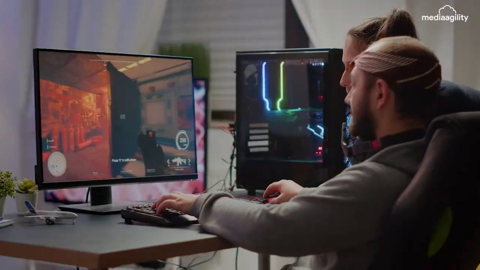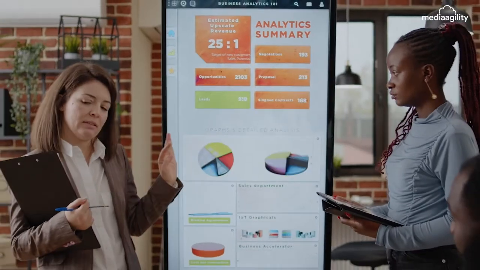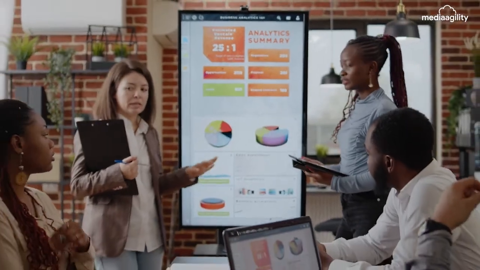Hi all. Today I'm gonna talk about how MediaAgility is helping customers, mostly in the online gaming, casino or betting business, optimize marketing outcomes and derive customer acquisitions and revenue growth.